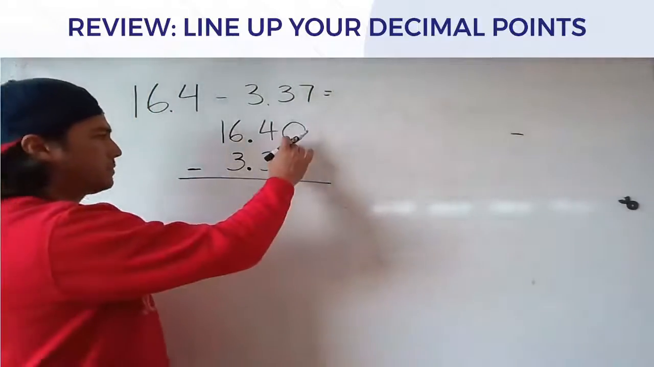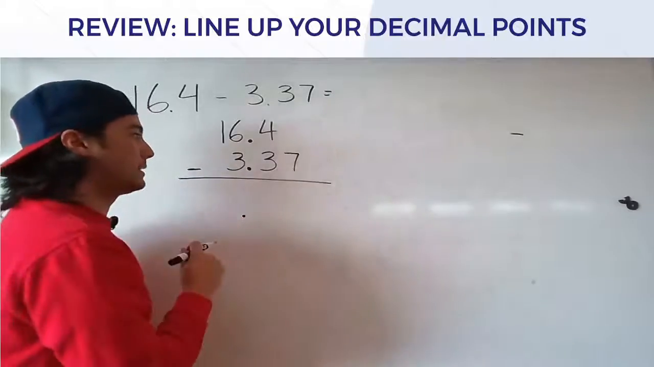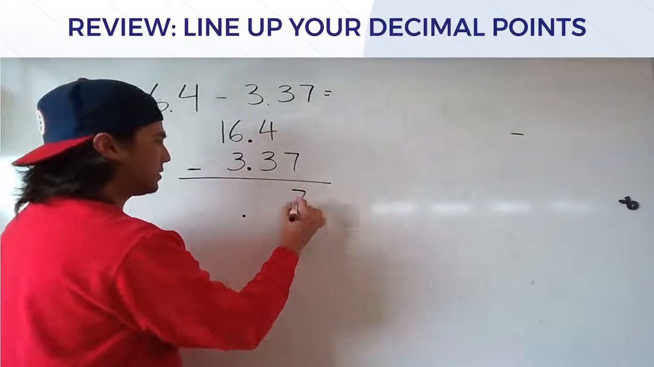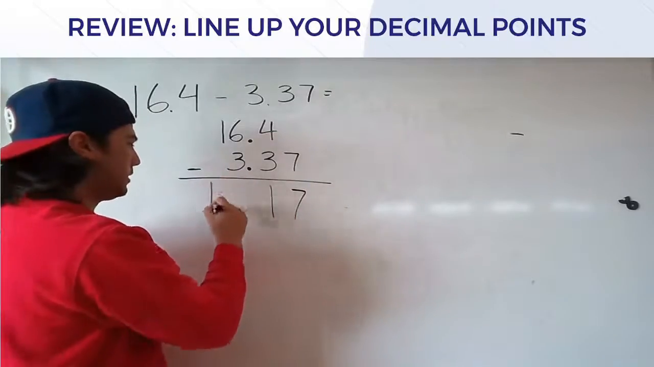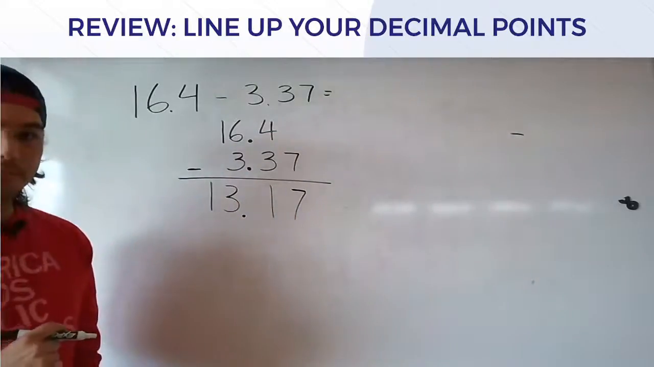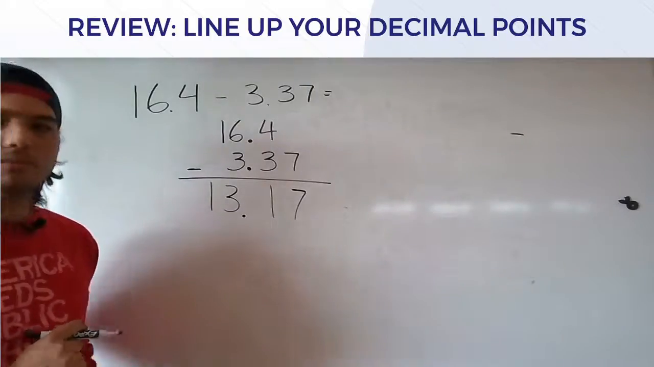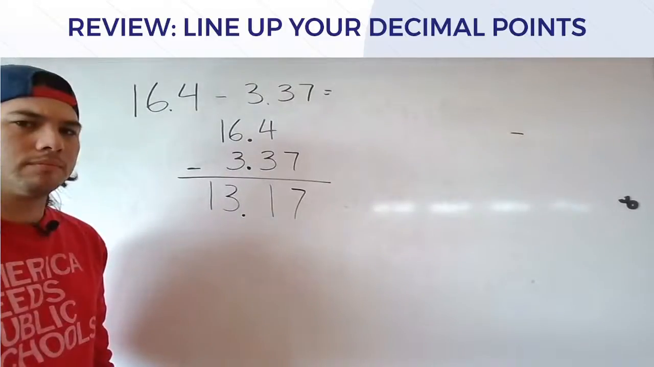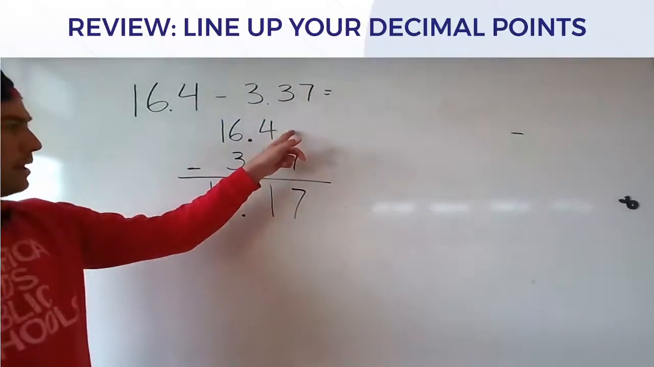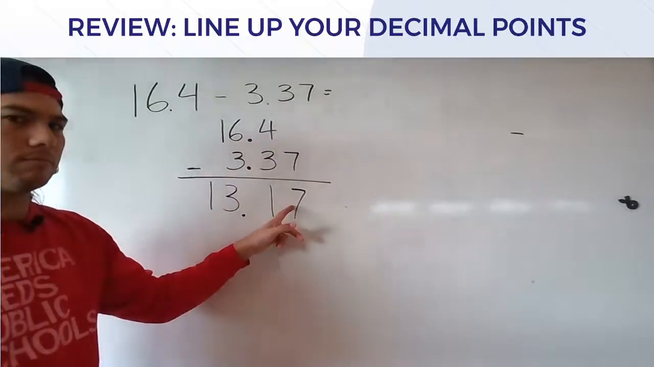Because in this case, right, I see a lot of this. I've seen a lot of this on exit tickets of going, oh, well, I'll just bring the 7 straight down because there's nothing there. 4 minus 3 is 1. 16 minus 3 is 13. What's inaccurate about what I just did here? It's in this spot. 0 minus 7 is not 7.